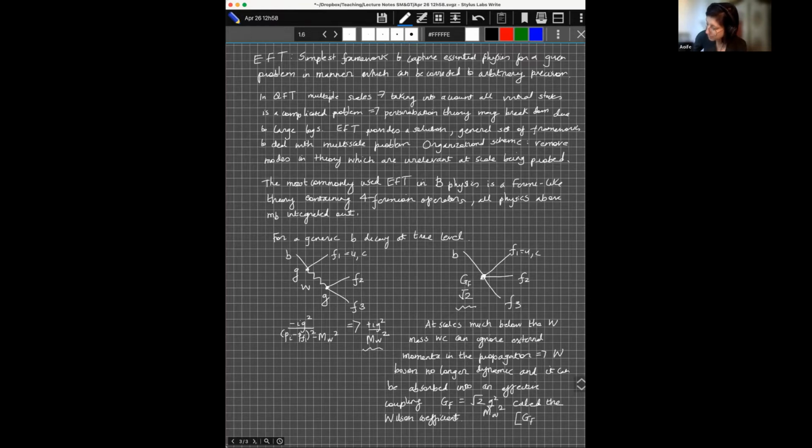And what are the mass dimensions of this coupling? It's minus two. Okay, great. So can someone tell me, I find that the mass dimensions of the Fermi constant are minus two. What are the mass dimensions of a four fermion operator, the most simple type?